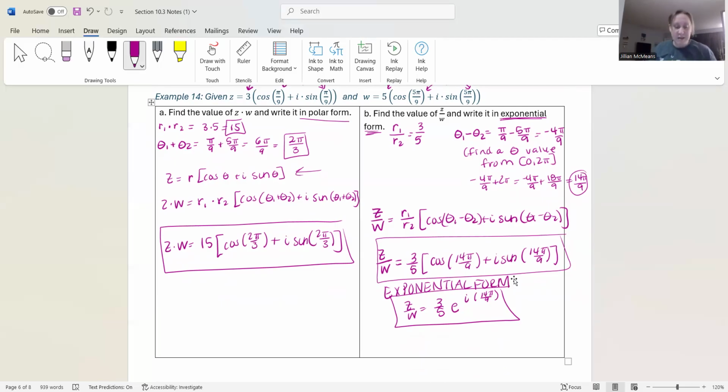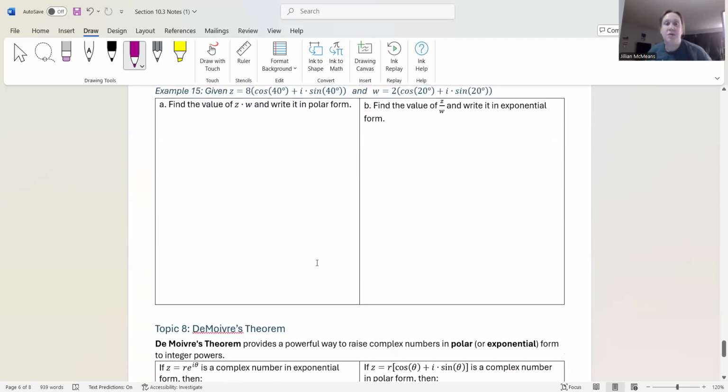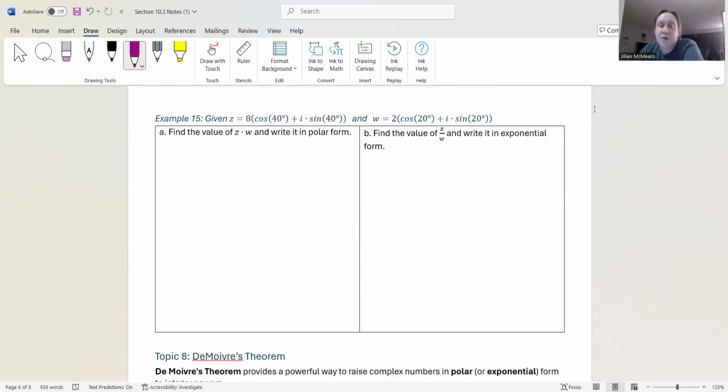Okay, so next up, I think we have one more example. Yeah, we've got one more example of this. Given that z equals 8 times cosine of 40 degrees plus i times sine of 40 degrees, and w equals 2 times cosine of 20 degrees plus i times sine of 20 degrees, let's do the same thing. We're going to find z times w and then z divided by w. We're going to do the product in polar form and the quotient in exponential form.